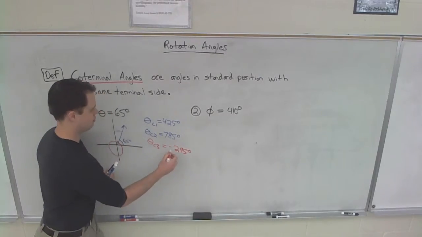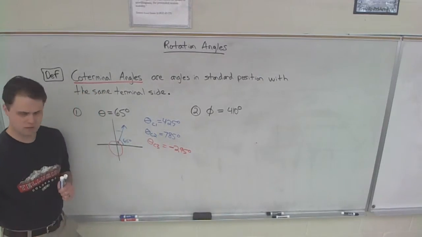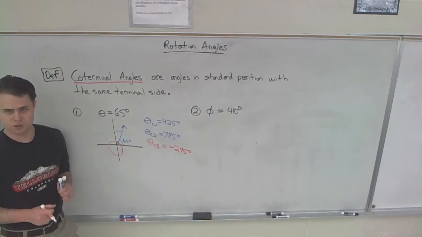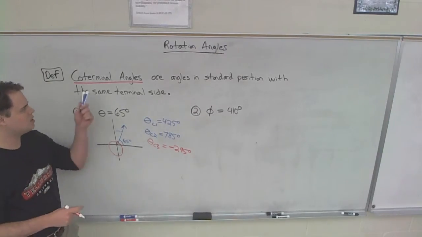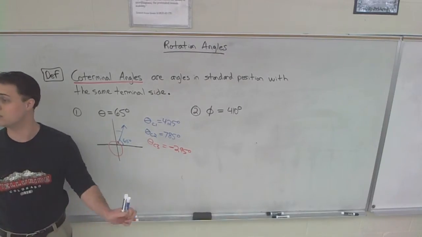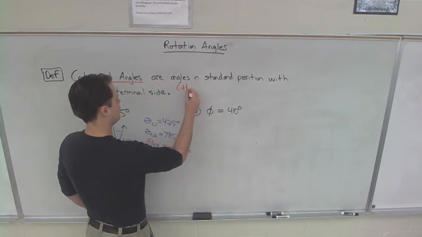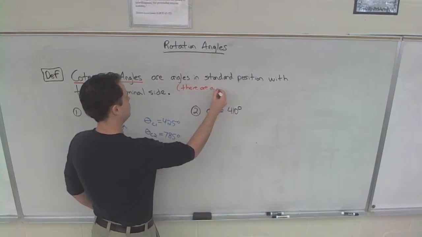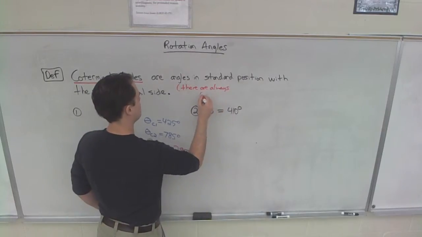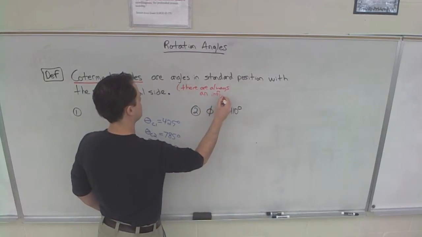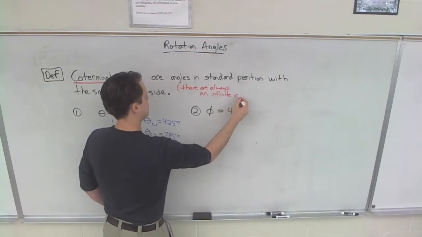So 65 minus 360 is negative 295. I think Mr. Garner is correct. And we can keep going backwards too, right? So how many coterminal angles are there for any angle? An infinite amount. Let's make a note of that. There are always an infinite amount of these.